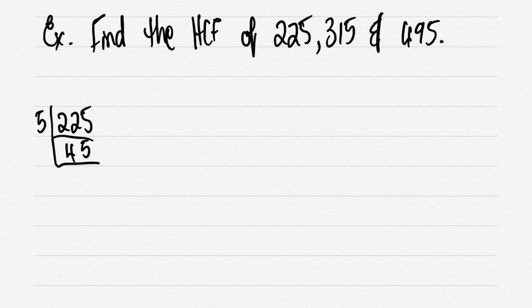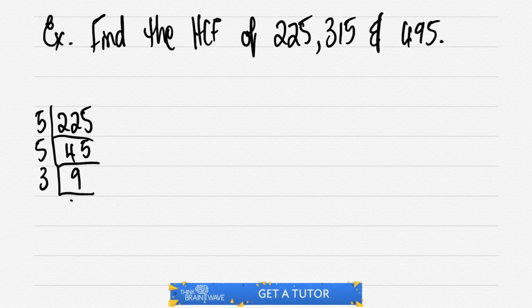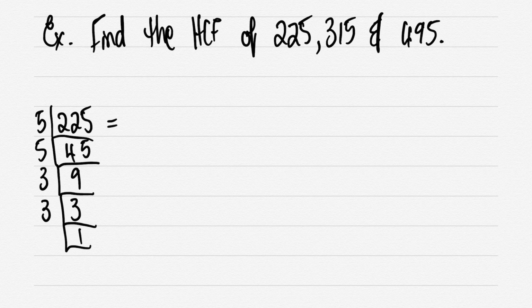Right, we start with 225. We divide by 5, then we get 45, 5 again, 9, 3, 3, 1. And we see that 225 is the same as saying 5 squared times 3 squared. This is also called decomposition because you decompose the number like 225 into its original basic prime numbers.